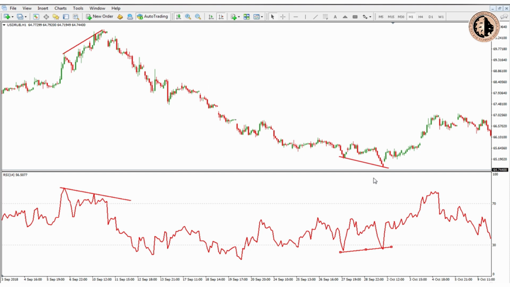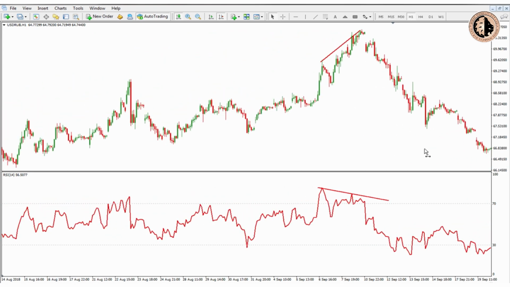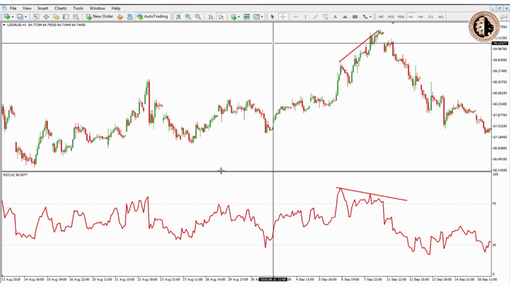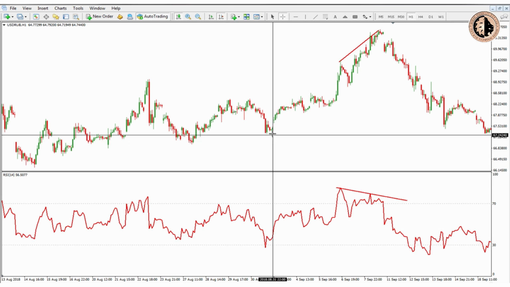Now, what is the hidden divergence? Hidden divergence is also a price deviation, but now the situation is reversed. Look at this bottom here. It corresponds to this bottom on the RSI indicator, and this bottom here on the chart corresponds to this bottom on the indicator. I will connect these points so you can see it better.